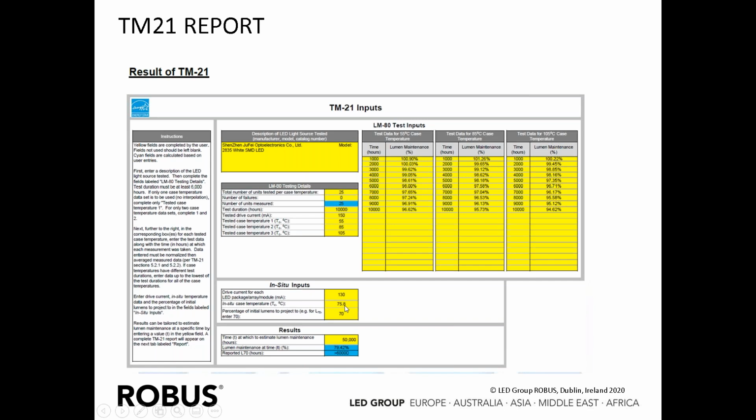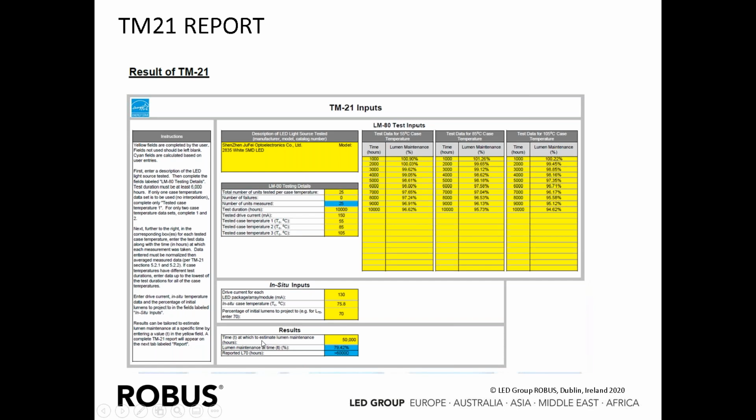So that's very, very precise. It wasn't 55, it wasn't 85, it wasn't 105, it was 75.8 degrees when measured. And we also have the opportunity then of putting in the percentage of the initial lumens that we want to project to. I.e. for L70, we put 70 in there. For L80, we put 80 in there. So that's the percentage of initial lumens that we want to project, and the hours that it will give that 70% to in this case.